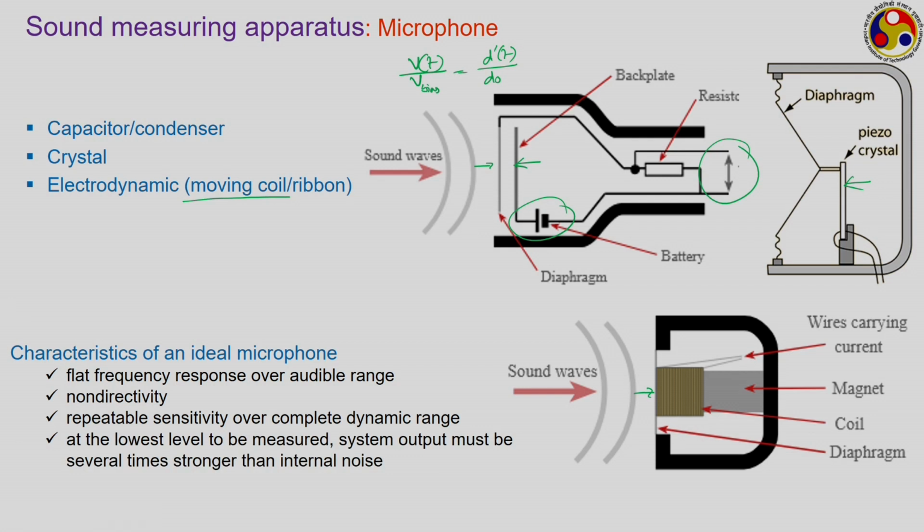At the lowest level to be measured, sound output should be several times stronger than the internal noise. This is very important. Any system has some internal noise level. Now, the smallest possible sound that we are looking to measure using this microphone should be several times stronger than this internal noise, so that the effect of internal noise is not there at all.